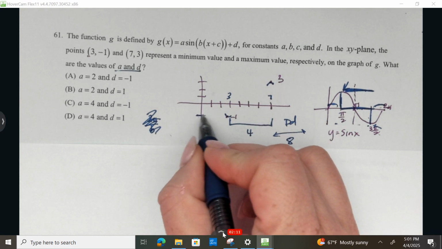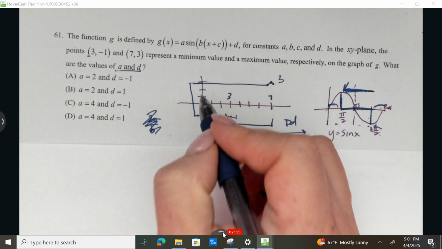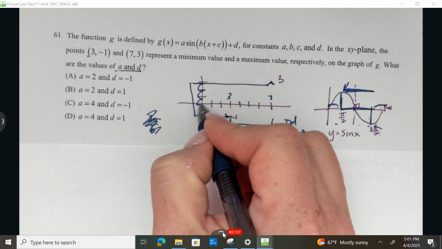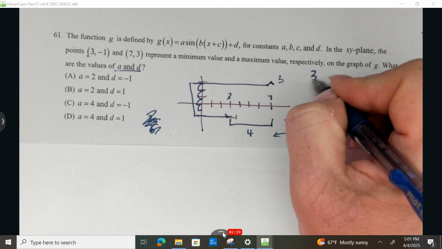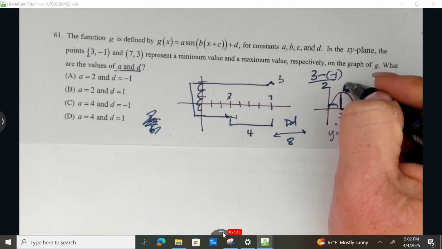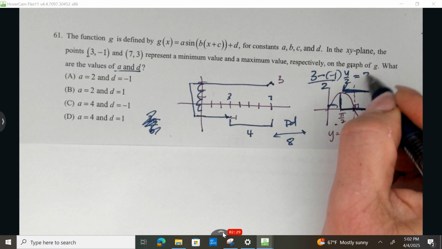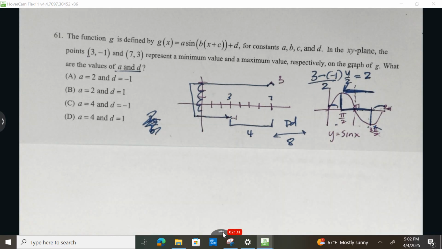So we're at -1 here for a low, we're at 3 for a high. This is a distance of 4, 1, 2, 3, 4. Algebraically, we could say 3, subtract -1, and then divide it by 2. And that's going to give us the equation of the midline. So we have 4 over 2, which is equal to 2. So it's going to get the equation of the midline.